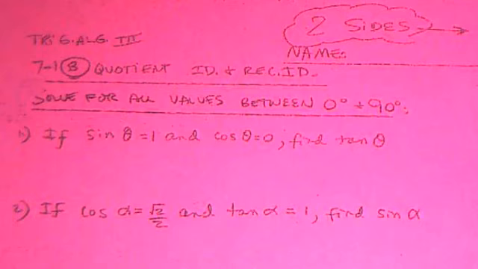This video goes with the 7.1b Quotient ID and Rec ID. Solve for all values between 0 and 90 degrees. So we're just going to look at a couple of sample problems.